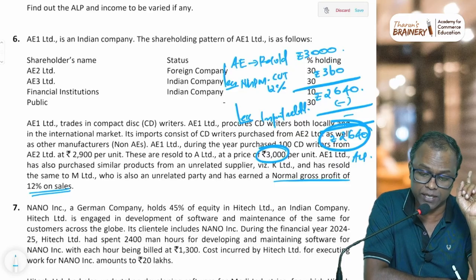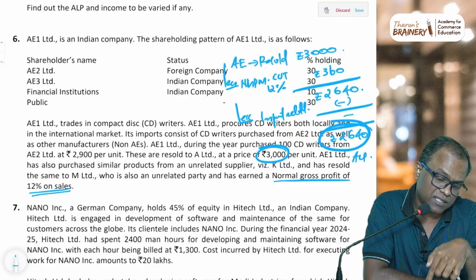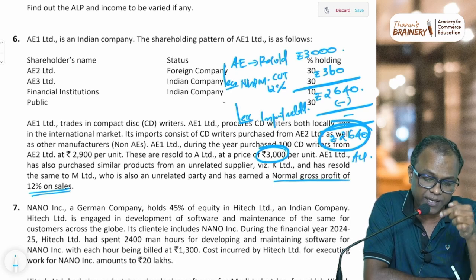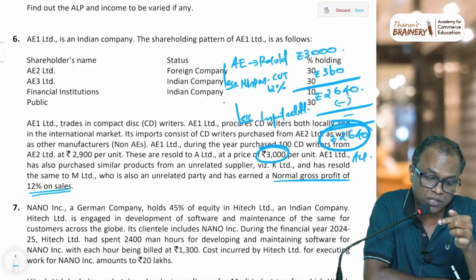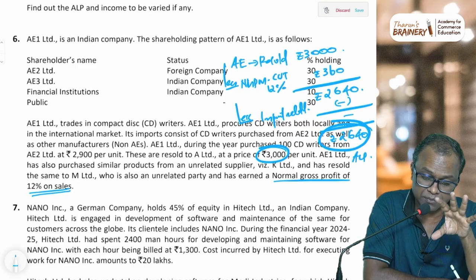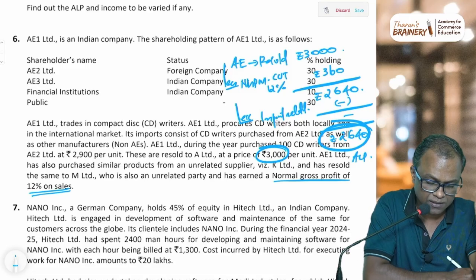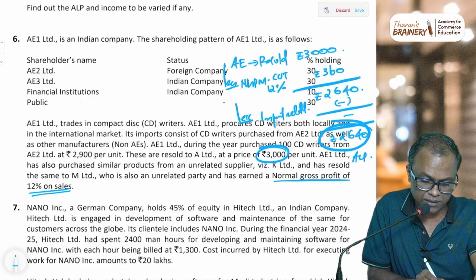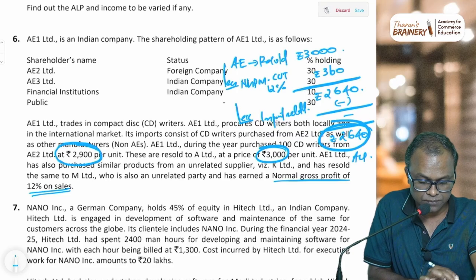Remember, it is the P&L account debit side. Even though we are starting with 3,000, which is the resale price in India, what we are trying to find out is the arm's length price at which it should be imported from the related party. So the arm's length price is 2,640, the arm's length purchase price or import price. But actually at what price are we importing it? We are importing it for rupees 2,900 per unit. This is the TP.